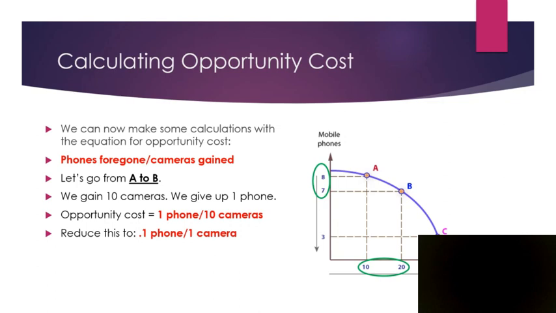And you're going to see why when we get into the trade unit. It's going to be a lot easier for us to make comparisons. So if I have 1 over 10, that reduces to 0.1 over 1, right? So 1/10 of a phone per one camera. So 1/10 of a phone is given up to produce one more camera. That's the opportunity cost. So if I ask you to calculate opportunity cost, I'm asking you to plug in the numbers, reduce it like that, and then come up with a reduced form of that same equation.